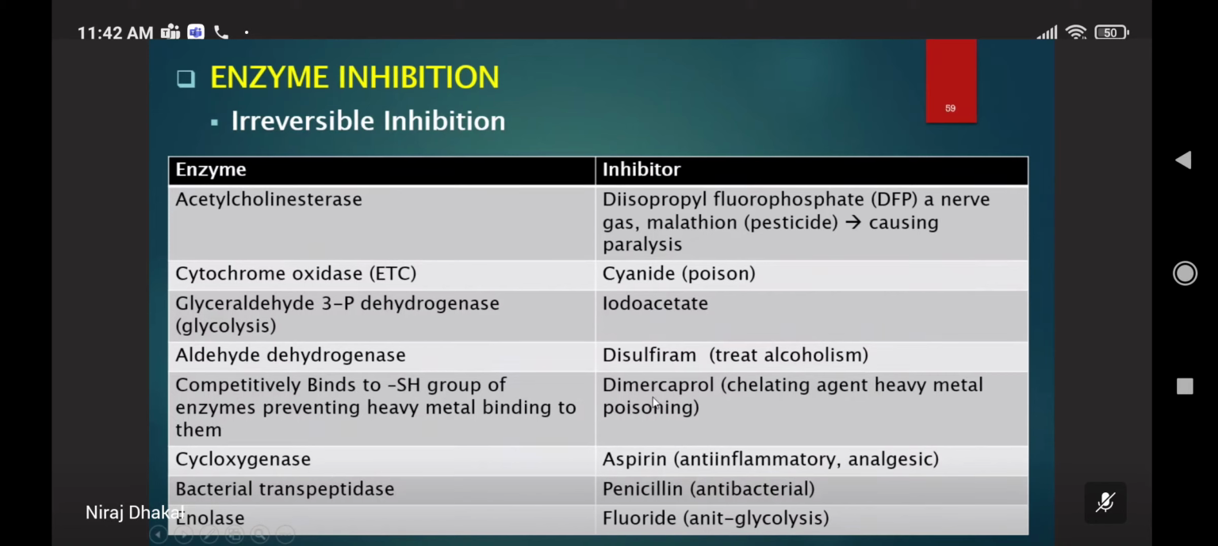Another is dimercaprol, which is a chelating agent which is used in the treatment against heavy metal poisoning. This will competitively bind to the sulfhydryl group of the enzyme, preventing heavy metal binding to them.